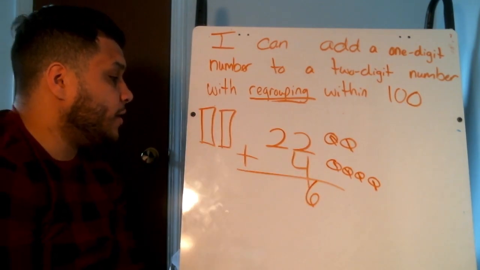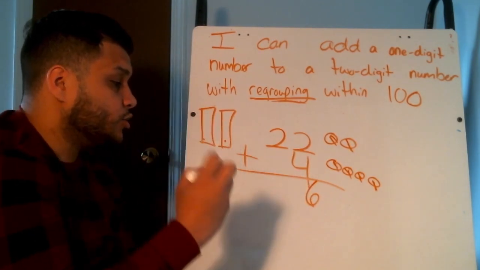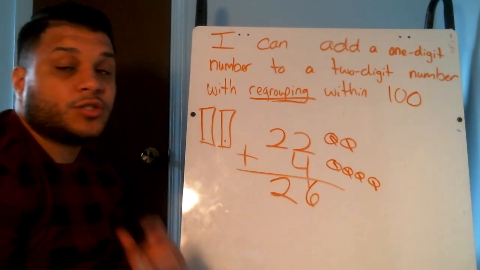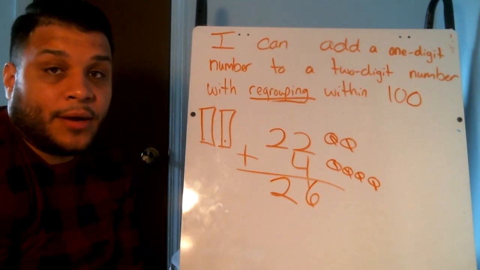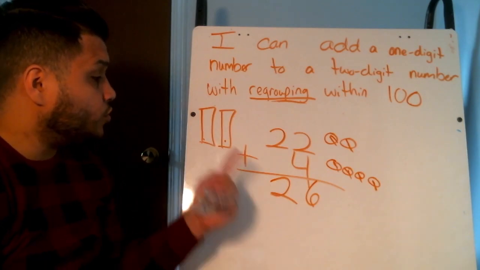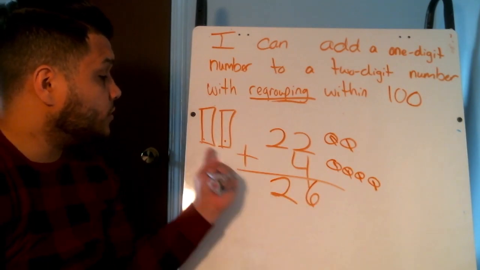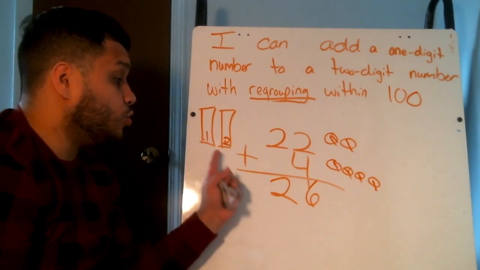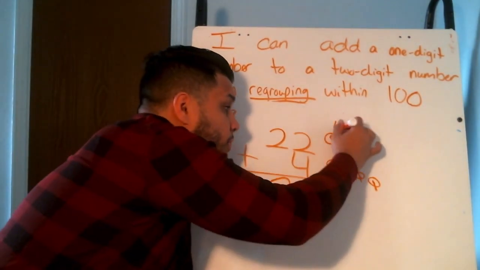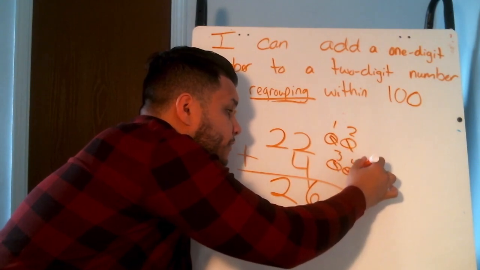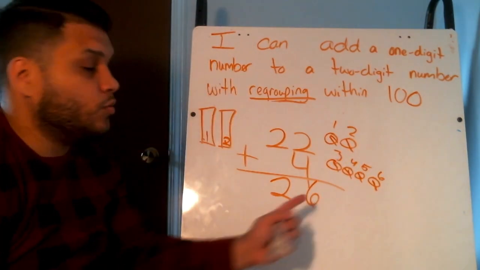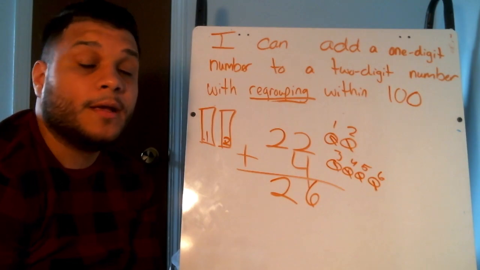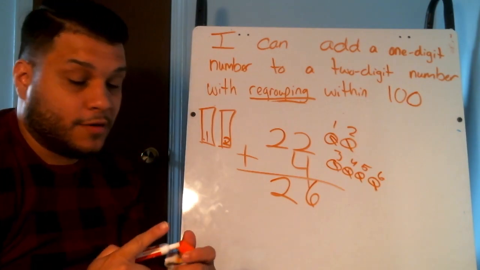And how many tens do I have? I have 10, 20. 2 tens. So my answer is 26. I'm going to check my work the same way. I should have 2 tens and 6 ones. So let's see, I have 1, 2 tens, and I have 1, 2, 3, 4, 5, 6 ones. It still checked out.